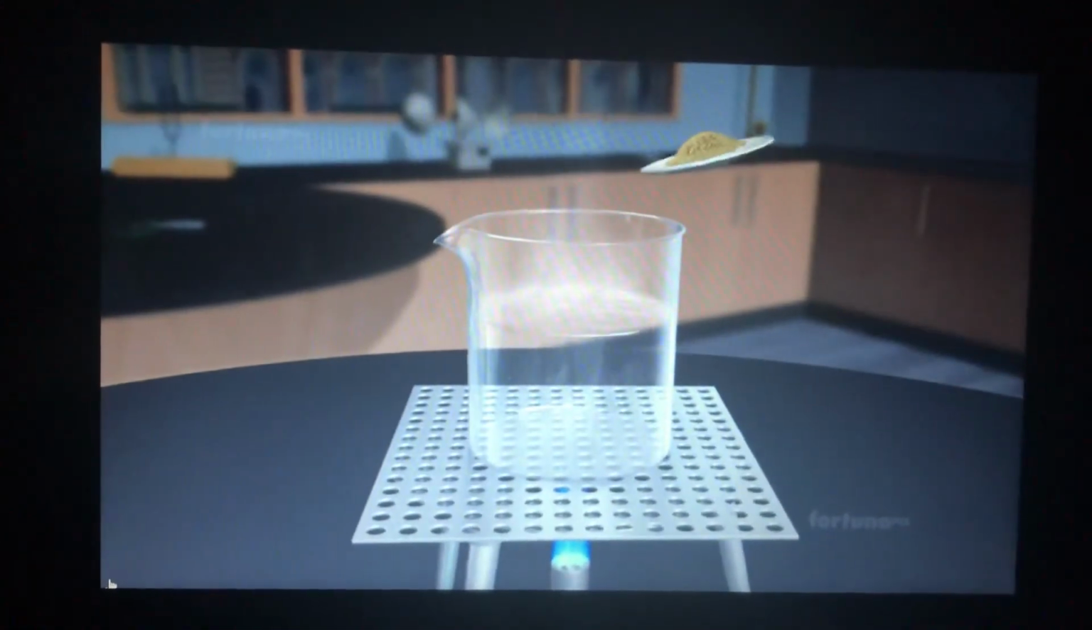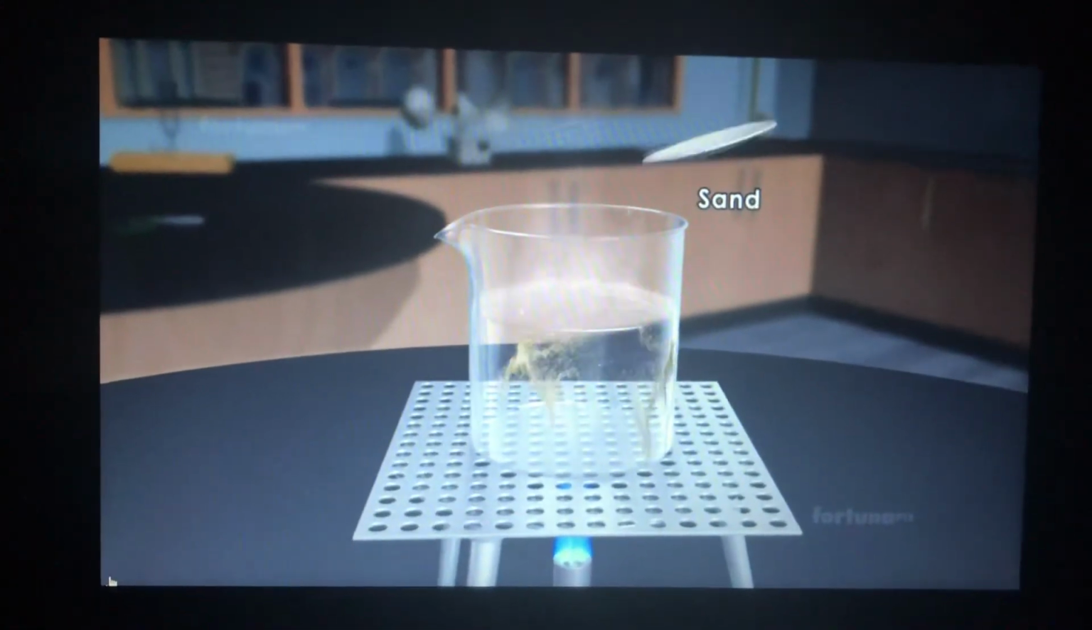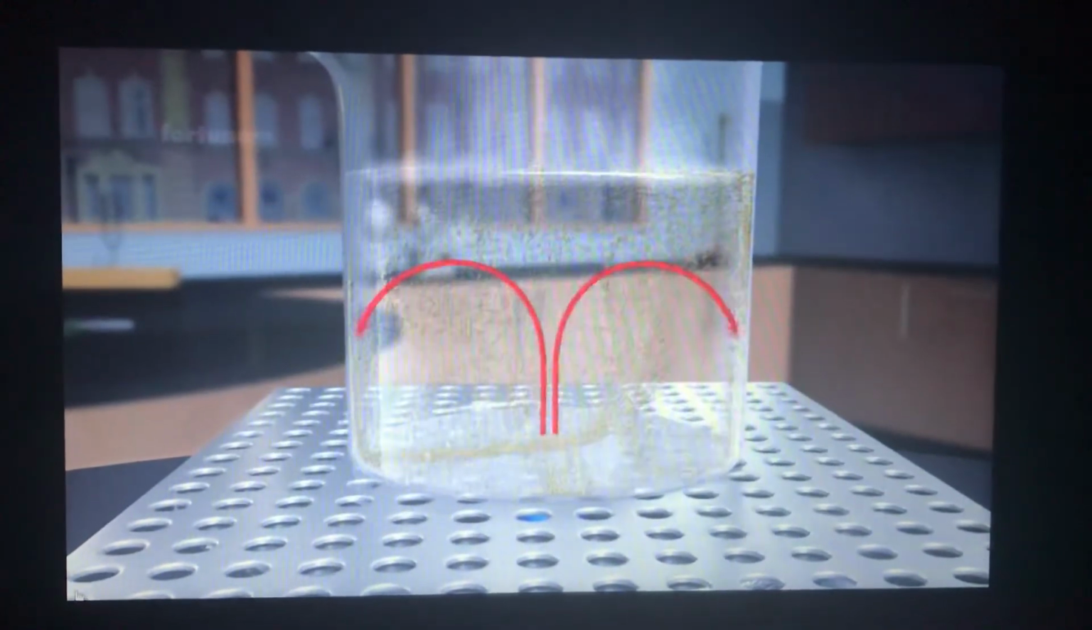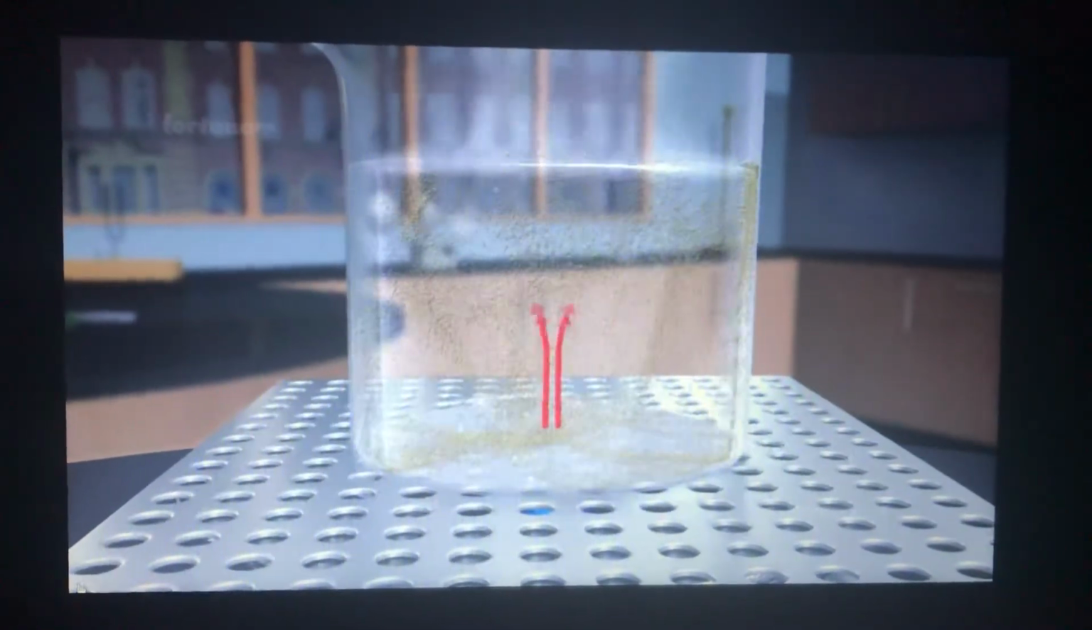As we drop a few grains of sand into the water, we are able to see the swirling more clearly. The grains will begin circling with the heating water. This kind of circulation will continue until the water becomes uniformly heated.